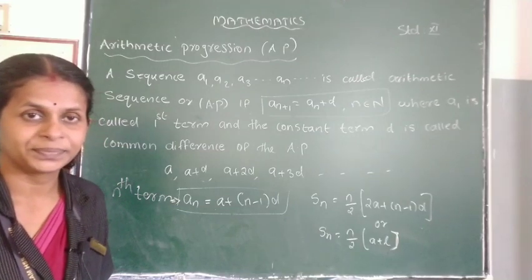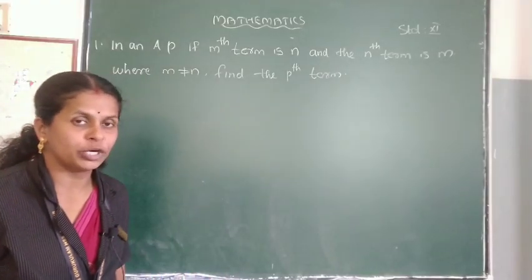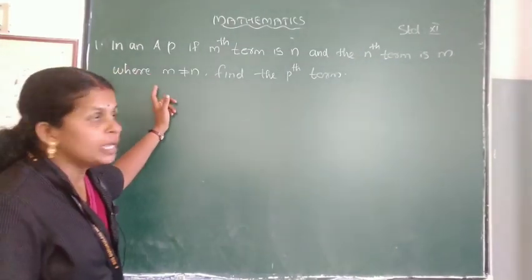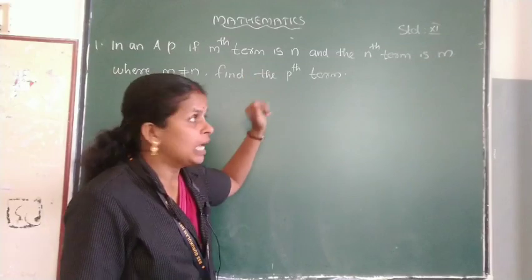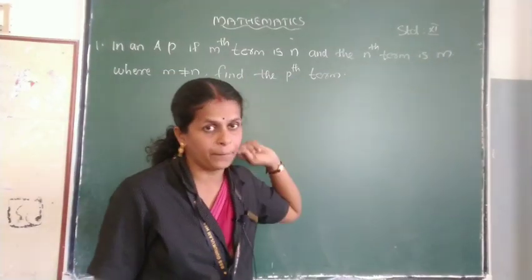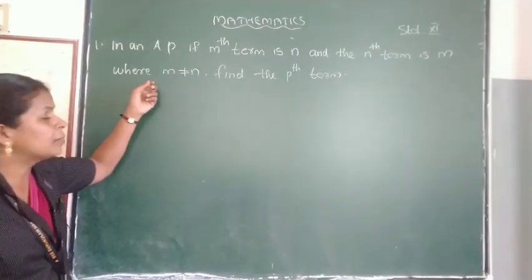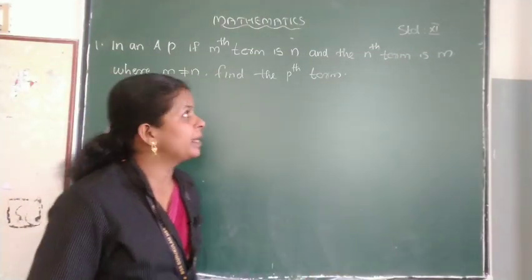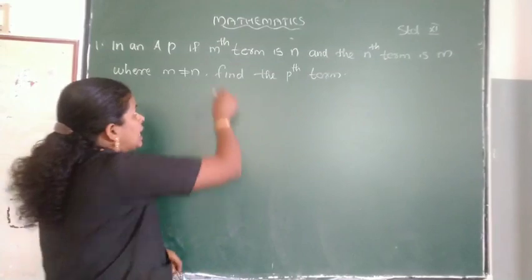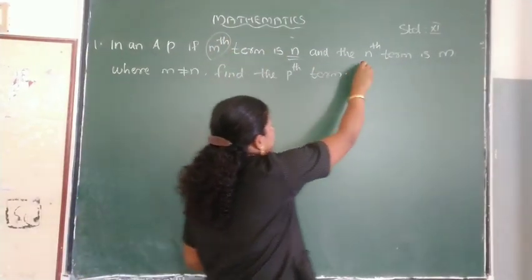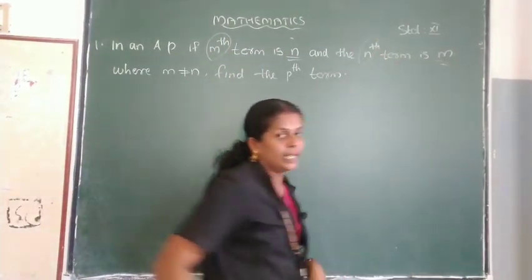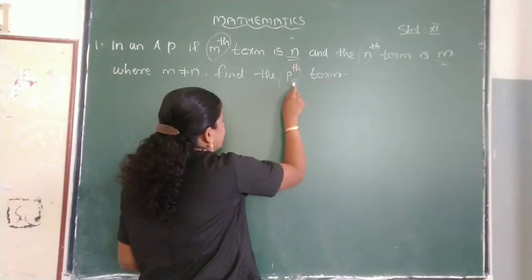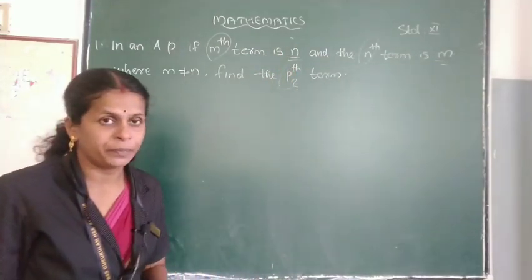Okay, next let's do a problem based on arithmetic progression. First question: in an AP, if the mth term is n and the nth term is m, where m is not equal to n, find the pth term. That is, the mth term of an AP is n and the nth term is m. So we have to find the pth term.